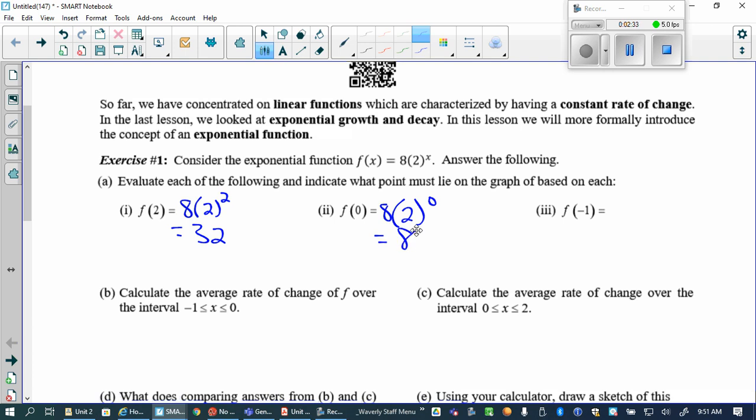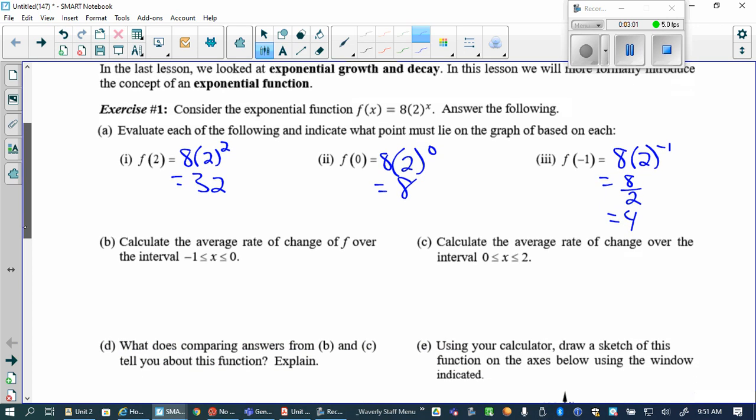And f of negative 1. So this would be 8 times 2 to the negative 1. What do we do with that exponent, guys? We're going to bring it down and make it positive. So that's 8 over 2 to the first. I don't have to write that in there. And what does that end up being? 4. Okay? So we have some different numbers to work with. And now they're going to ask us to calculate a rate of change.